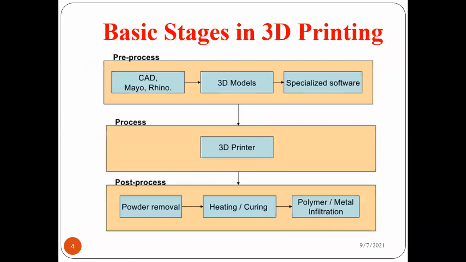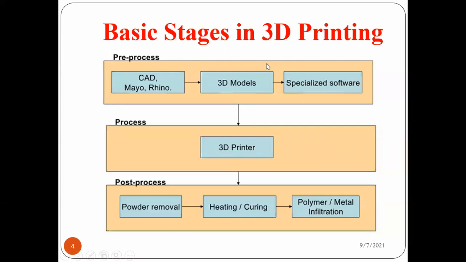Now you can see, when we look at this picture of the basic steps, we are categorizing three processes. First is the pre-process, next is the process, and then the post-process. In the pre-processing stage, we are going to deal with all the software. Even design for additive manufacturing comes under the pre-processing stage.